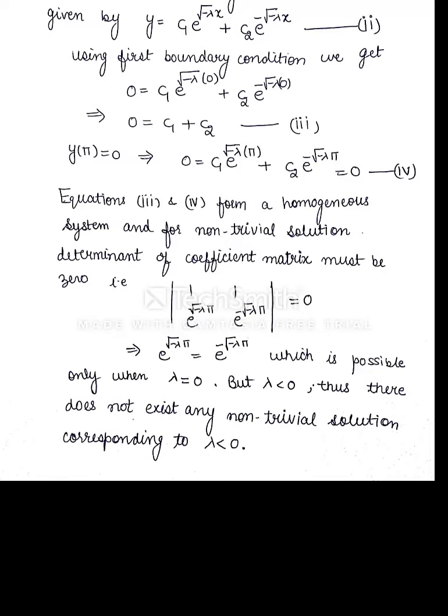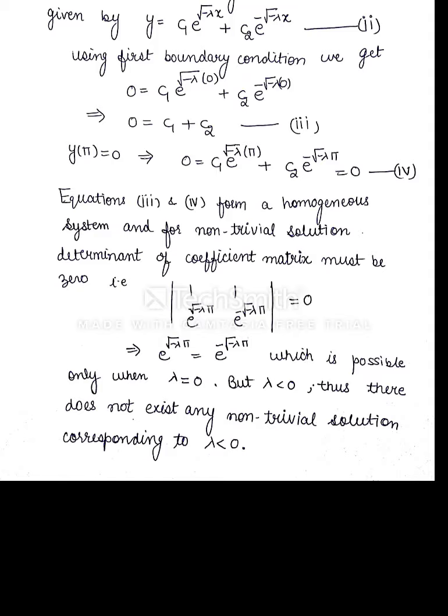You know that we are interested only in the non-trivial solutions, and we know a result on the homogeneous system of linear equations that the system has a non-trivial solution only when the determinant of the coefficient matrix is 0. So here C1 and C2 are unknowns, and hence the determinant of the coefficient matrix becomes |1 1; e^(√(-λ)π) e^(-√(-λ)π)| = 0.